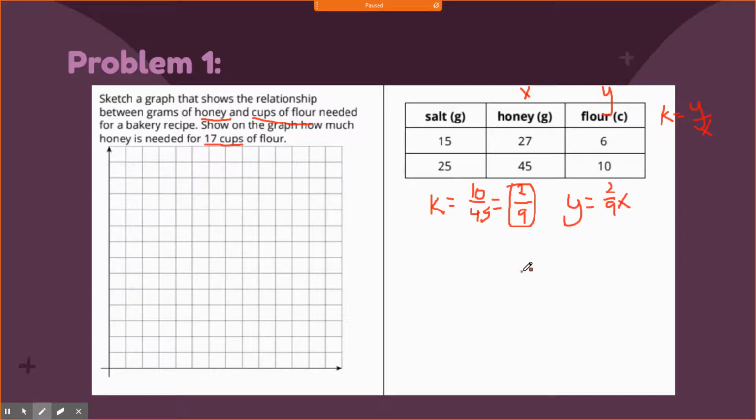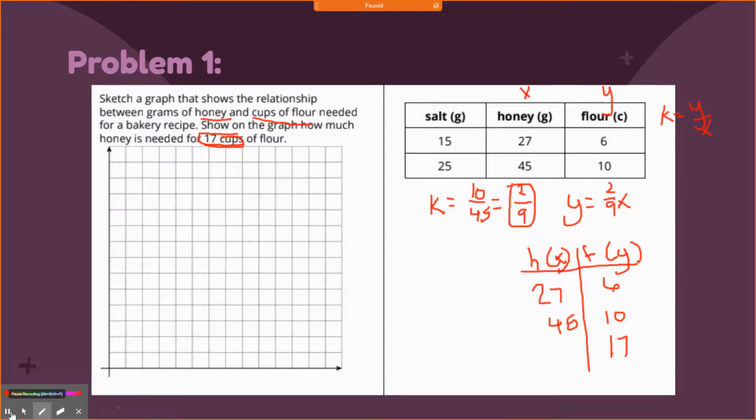Now that I have my equation, I can set up my graph. Honey is going to be my x, and flour is going to be my y. Remember, for my graph I have to have a minimum of 3 different points. So I have 27 here, and 6, 45, and 10. And then it already gives me what it wants my other point to be, which is 17 for my y right here. So in order to get it, I'm going to take 17 and plug it in for y to figure out what that is. Go ahead and try that now.